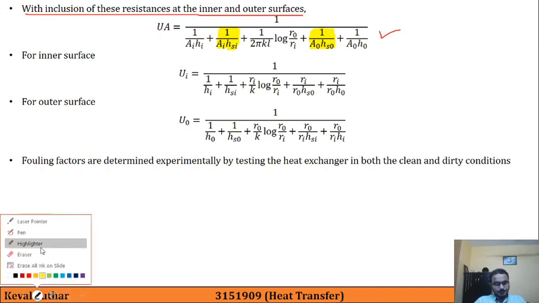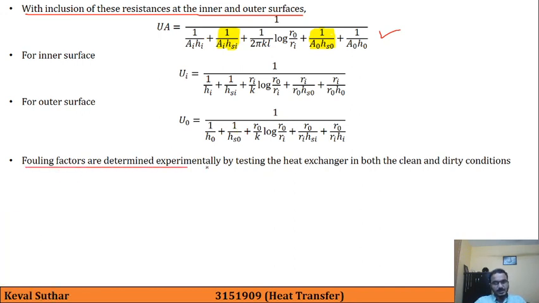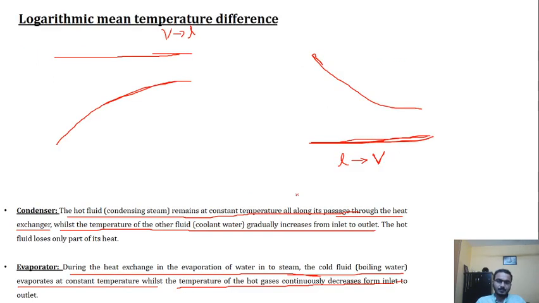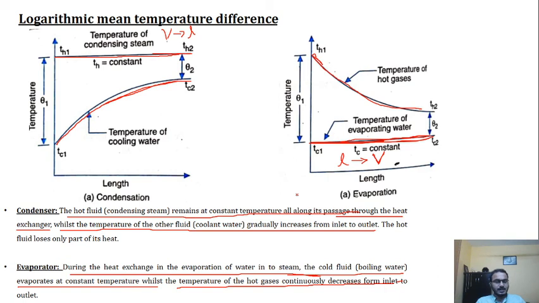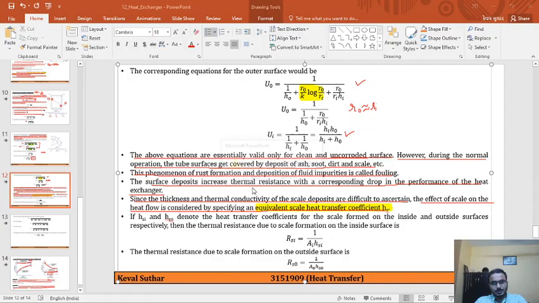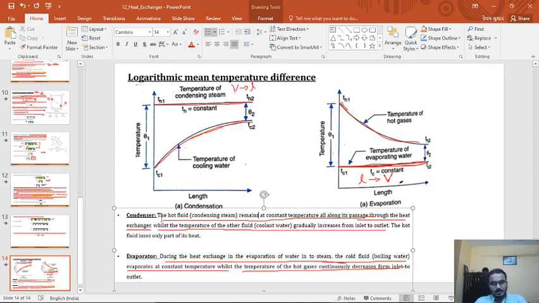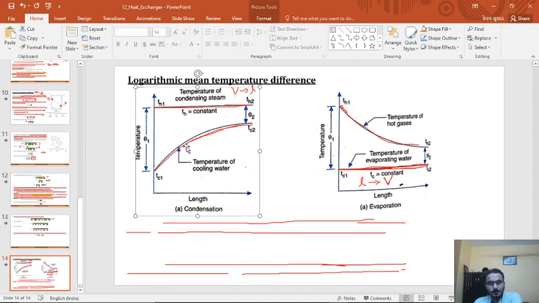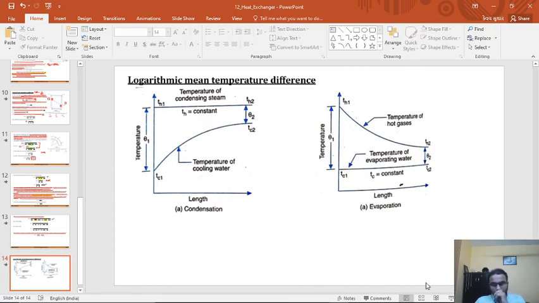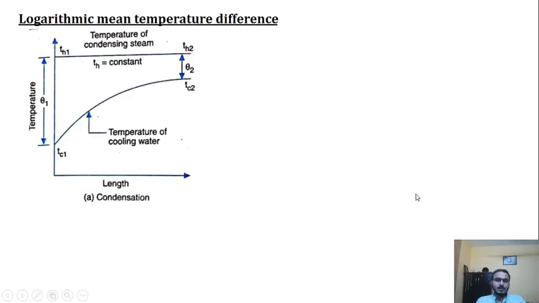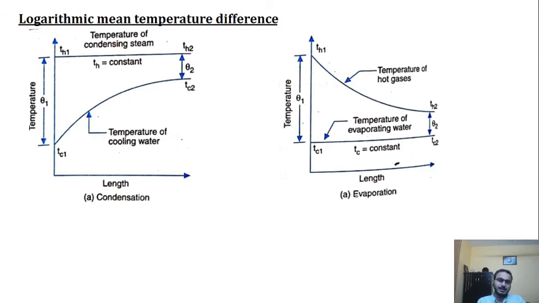Now the fouling factors are determined experimentally by testing the heat exchanger in both clean and dirty conditions. It is given by this formula: the fouling factor RF is equal to 1 over U dirty minus 1 over U clean. Our next topic will be logarithmic mean temperature difference, and this will be discussed in our next lecture.